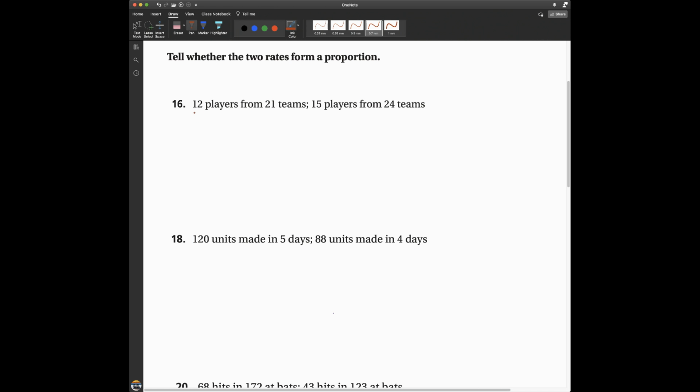For number 16, it says I have 12 players from 21 teams. So let me write that down. 12 players, I'll use P, and 21 teams, I'll use T. I want to know, does that equal 15 players or 24 from 24 teams? Are these proportional?